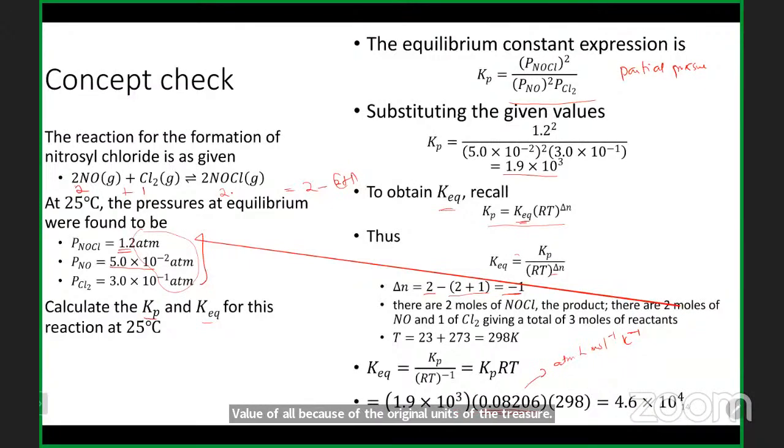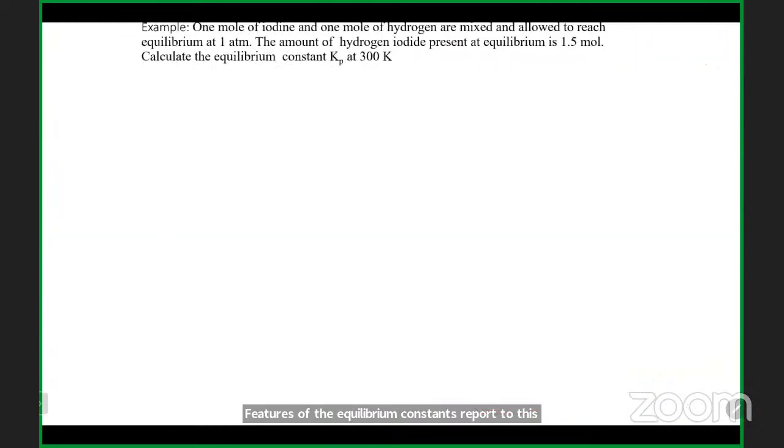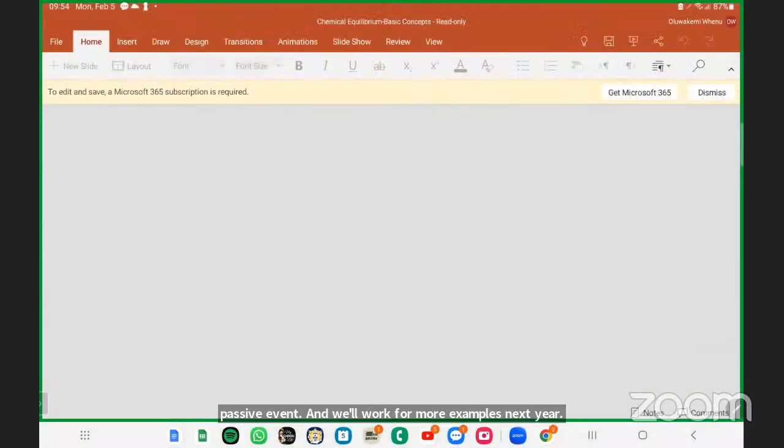Okay, please, let's look at some features of an equilibrium constant before today's class is over. And then we'll work some more examples next week.